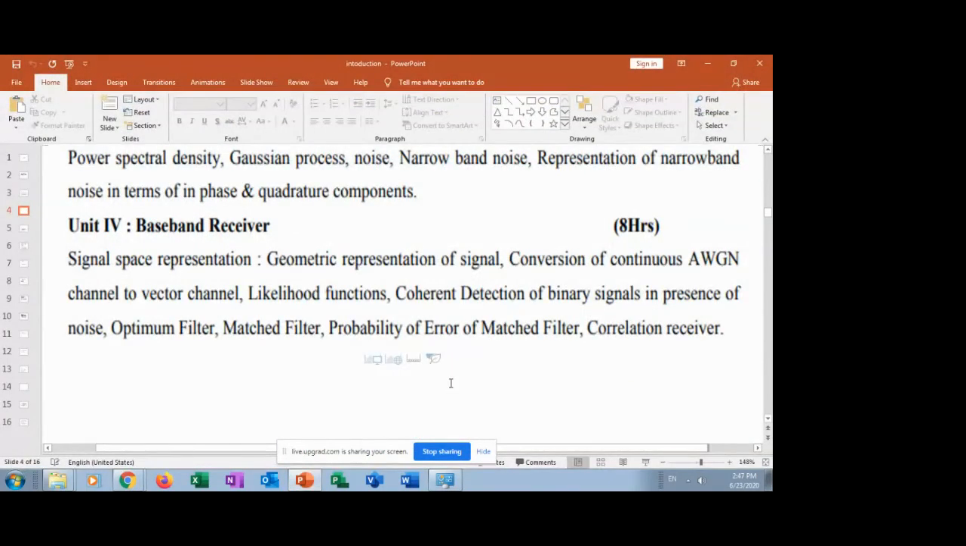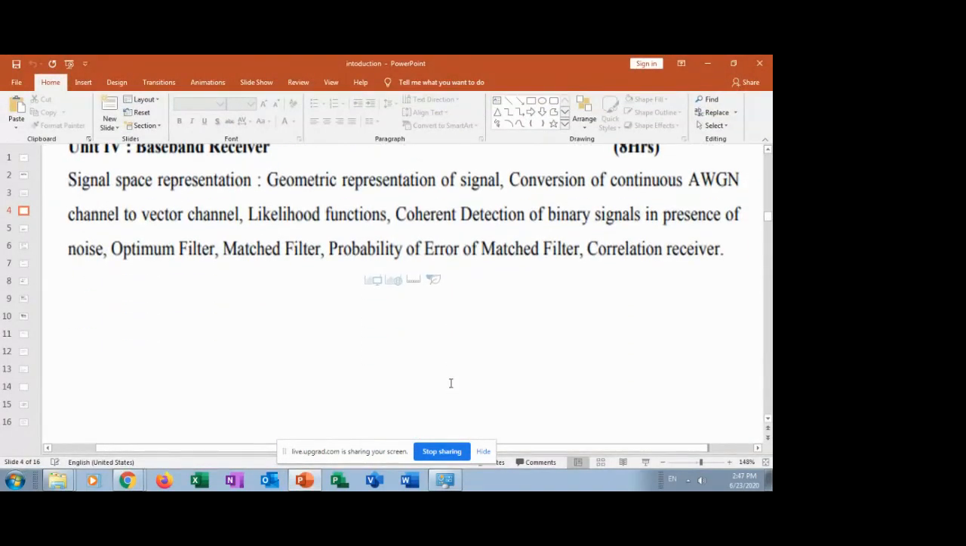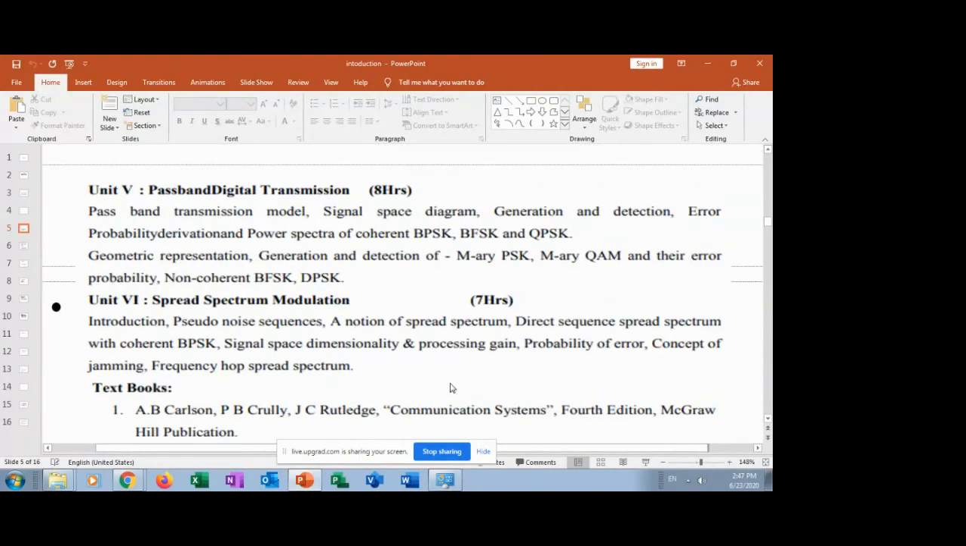Okay, this is all about unit number 4, that is baseband receiver. Now, from unit number 5, we will start the modulation techniques, that is digital bandpass modulation techniques. Here there are no different modulation techniques from what we have already studied in analog communication, because the same parameters are there: amplitude, frequency, and phase. The only difference is that the information is now in digital format.